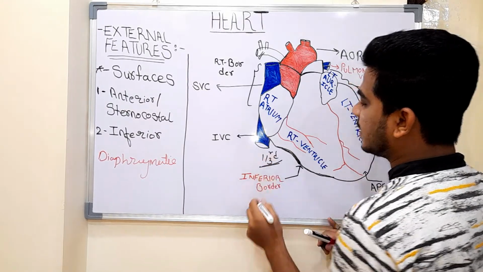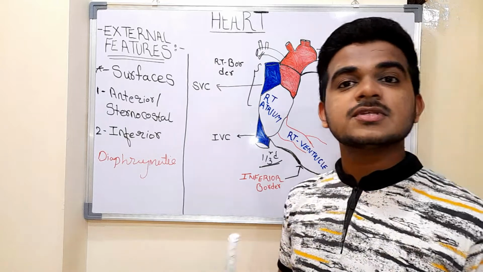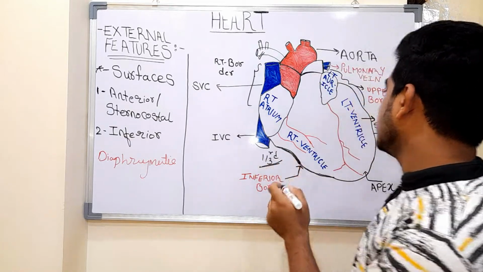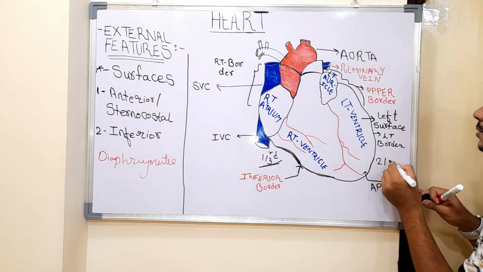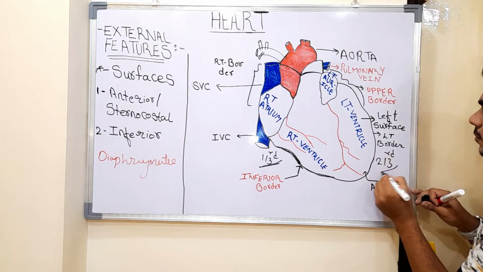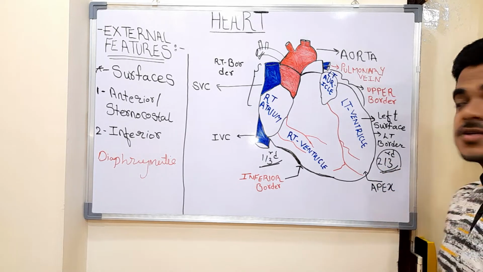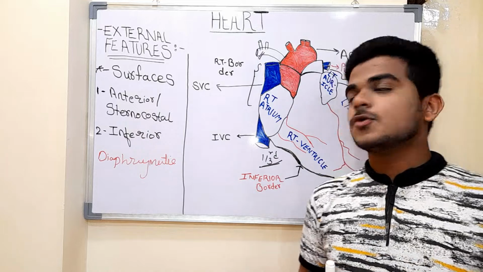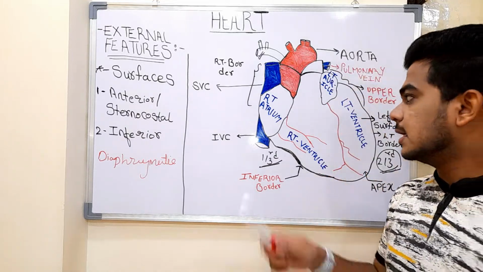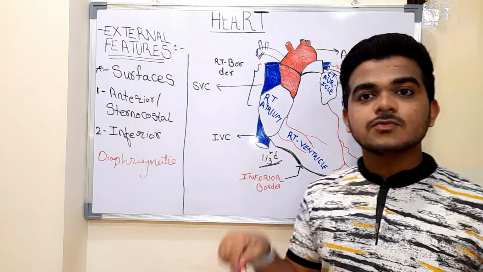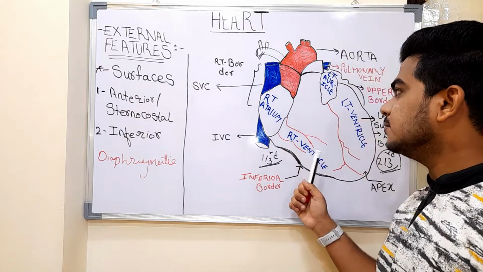Okay, 1/3 part of the inferior surface is formed by the right ventricle, and 2/3 part of the inferior surface from the left side is formed by the left ventricle, and 1/3 part of the inferior surface is formed by the right ventricle.